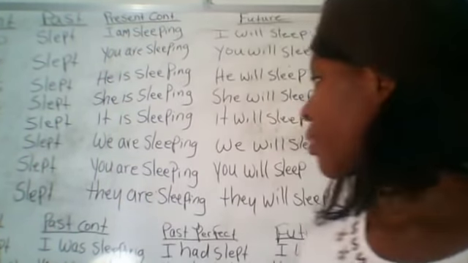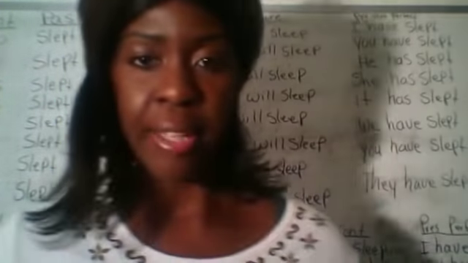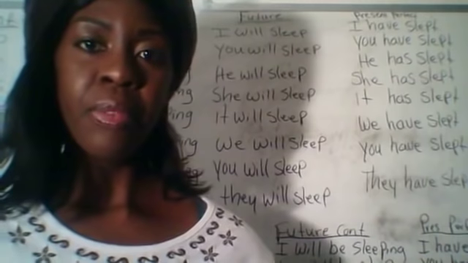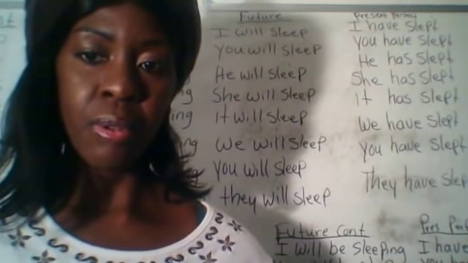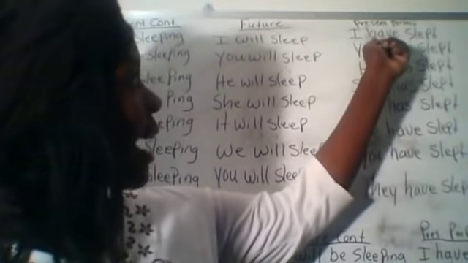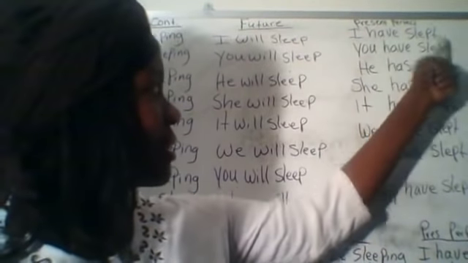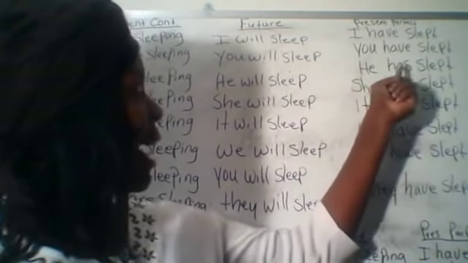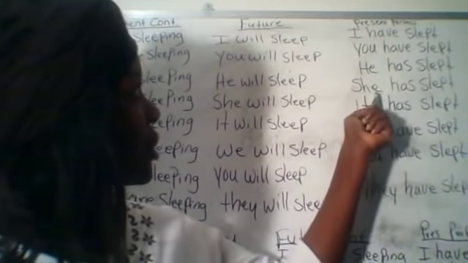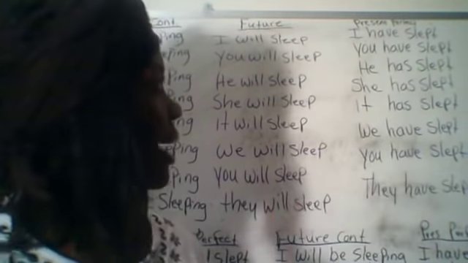Okay. Now, let's continue right here. Present perfect. Okay. Now, present perfect is: I have slept, you have slept, he has slept, she has slept, it has slept. We're going to go right here, guys, okay?